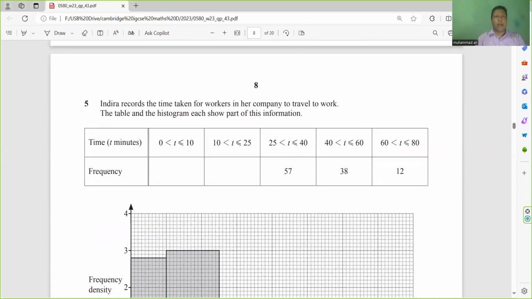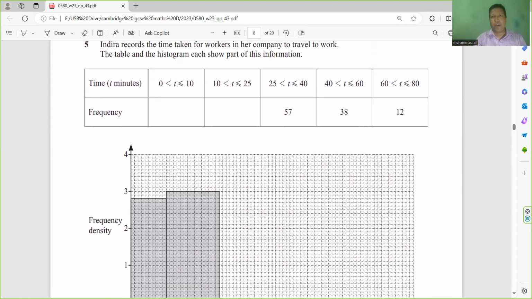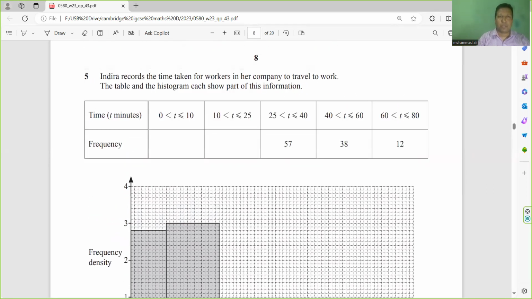Question number 5. Indira records the time taken for workers in her company to travel to work. The table and the histogram each show part of this information. Time t minutes, 0 < t ≤ 10: frequency not given. 10 to 25: no frequency. But for 25 to 40, 40 to 60, and 60 to 80, the histogram is drawn. So we have to find the frequency.